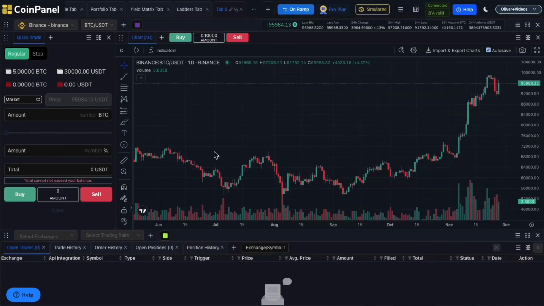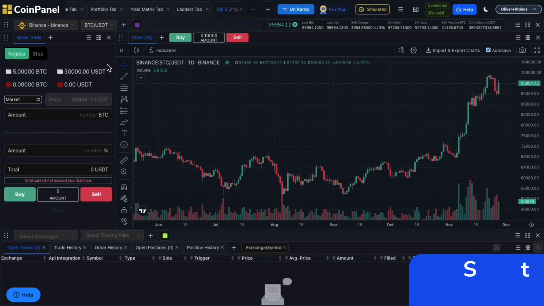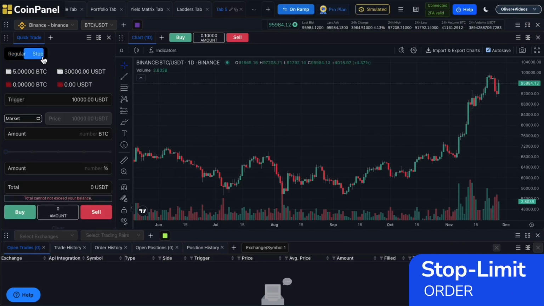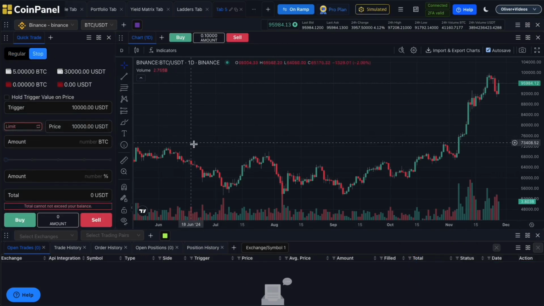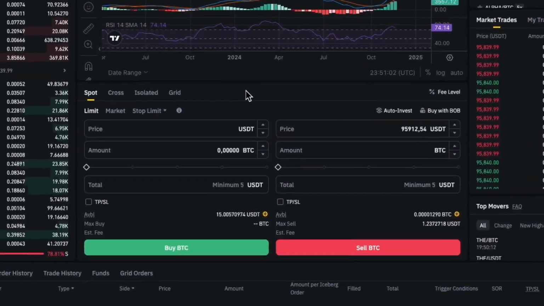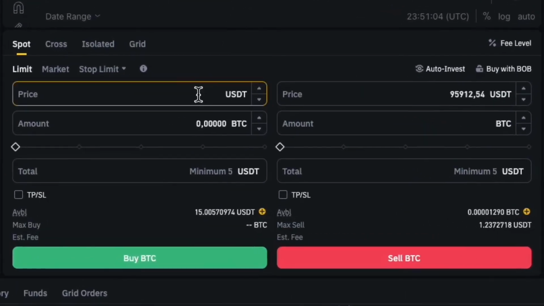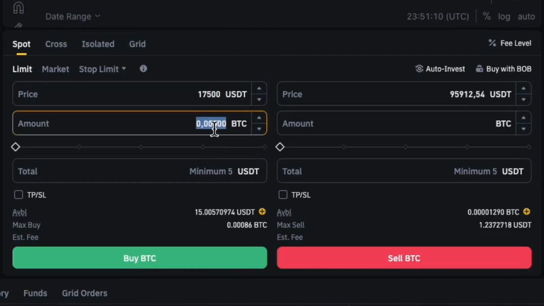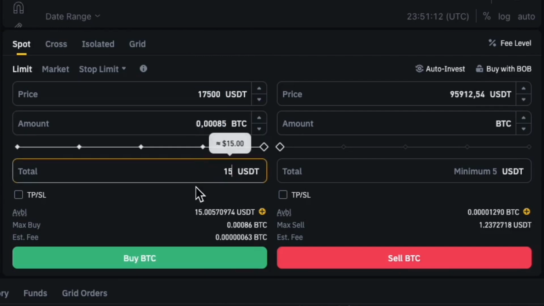Let's demonstrate one of the killer features that sets CoinPanel apart: our Stop Limit Order. Many exchanges won't let you place a limit order at any desired price. Even when they do, they often reserve the corresponding asset on deposit. For example, let's say we want to buy some Bitcoin at $17,500, but when trying to do this, Binance says the price can't be lower than $19,000.